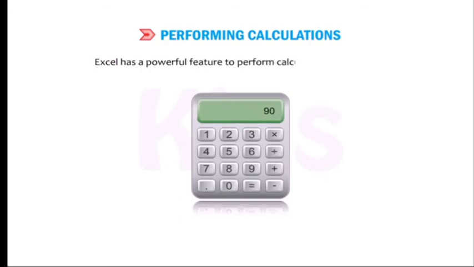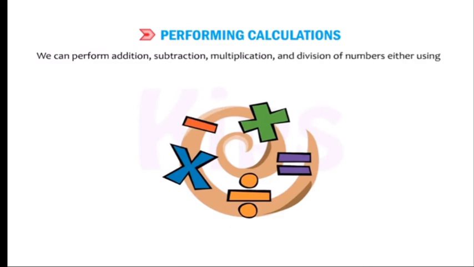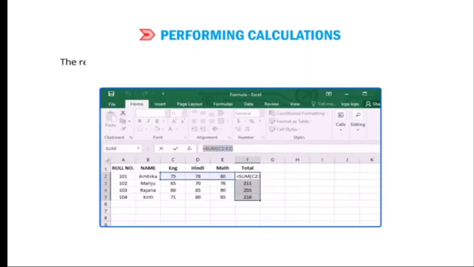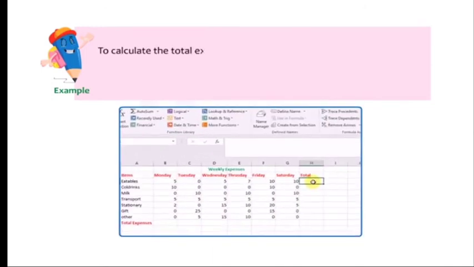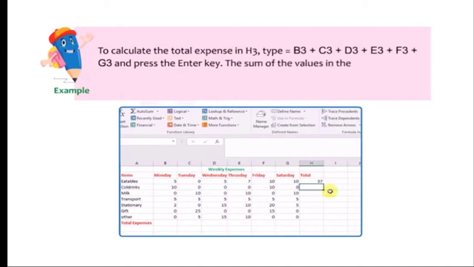Let us understand how to perform calculations. Excel has a powerful feature to perform calculations on the data. We can perform addition, subtraction, multiplication and division of numbers either using formulas or using functions. The result of the calculation is displayed in the cell where the formula is entered. Example: to calculate the total expense in H3, type =B3+C3+D3+E3+F3+G3 and press the Enter key. The sum of the values in the cells B3 to G3 is calculated and displayed in the cell H3.